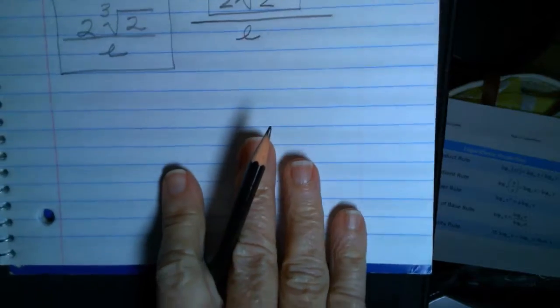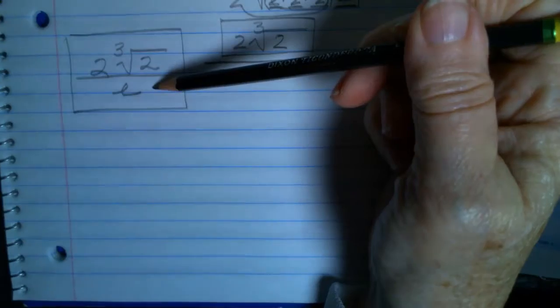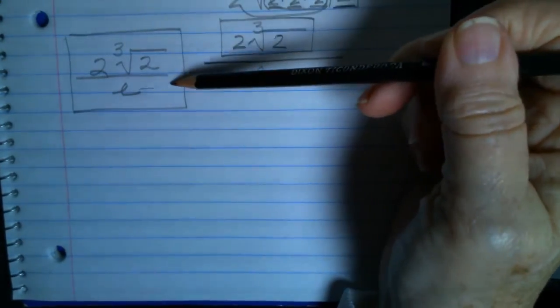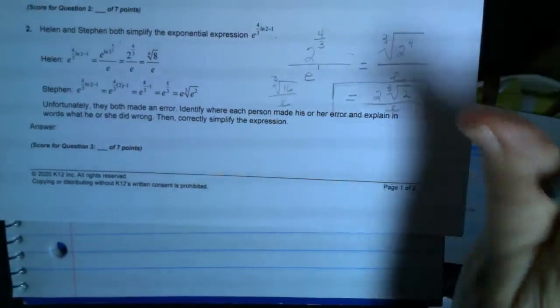I think this is going to be the hardest one for us to really look at, because even though this is the same thing as any other log base, this Euler's number or natural log, it just looks different. It requires a little more practice. All right, so let's compare that with the answers that Helen and Stephen gave us.